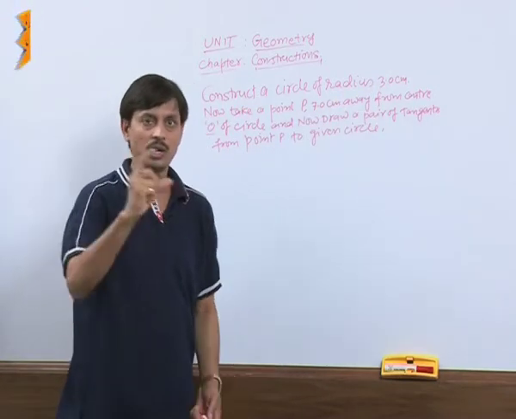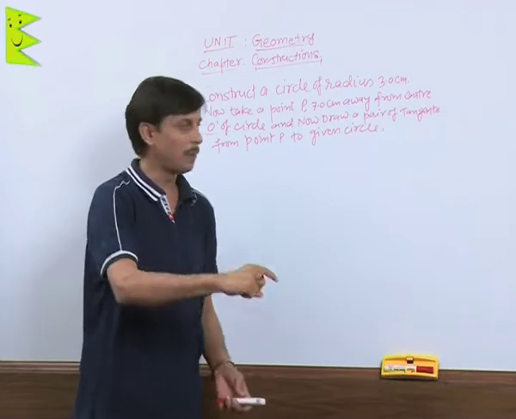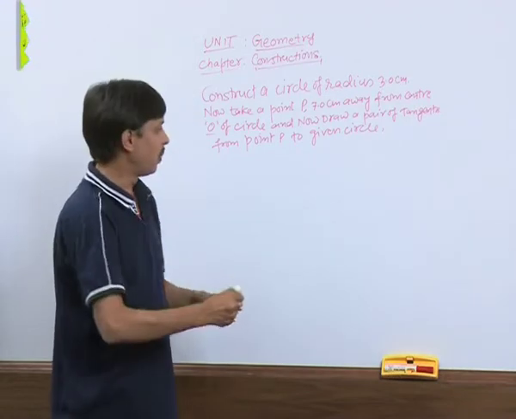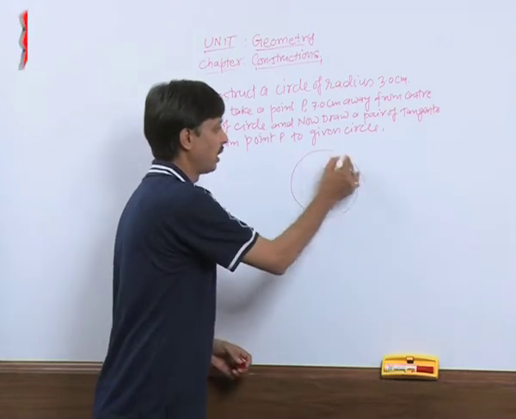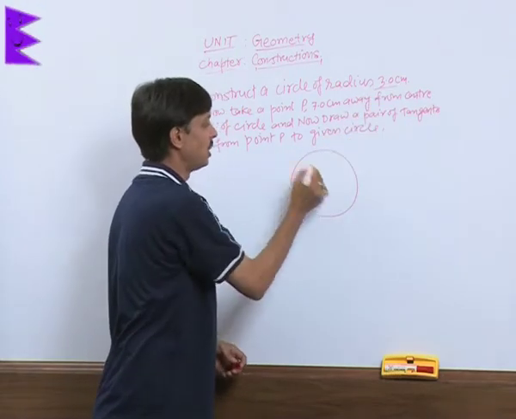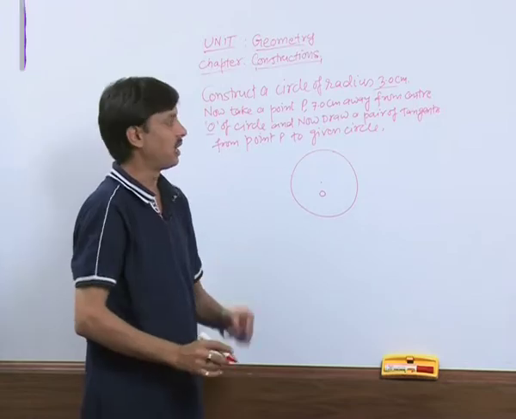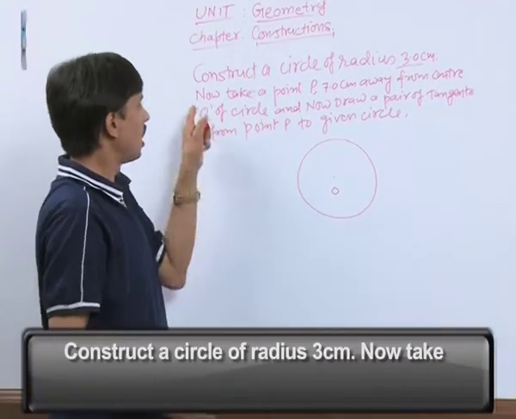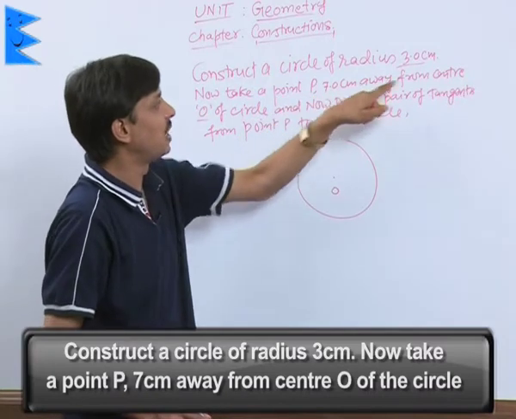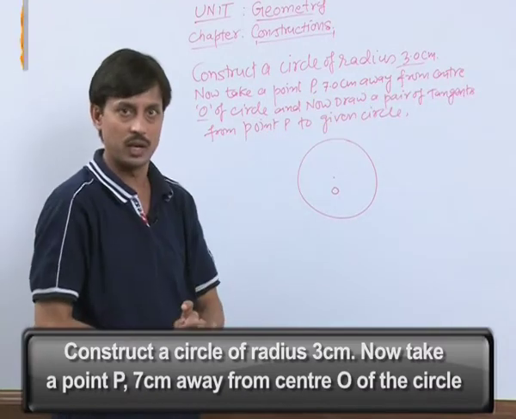Easiest job: take the compass, fix the pencil on a plain piece of paper, draw the circle by taking the radius as given, 3 centimeter, and mark its center as O. Construct a circle of radius 3 centimeter. Now take a point P 7 centimeter away from the center of the circle.